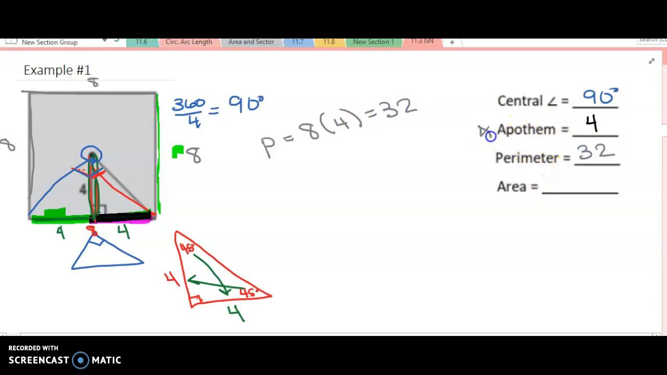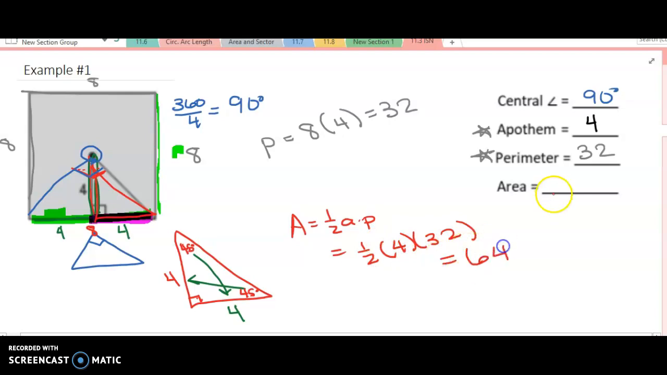Now that I have my apothem and my perimeter, I know my area equals 1/2 apothem times perimeter. So 1/2 times 4 times 32 gives me 64 units squared.